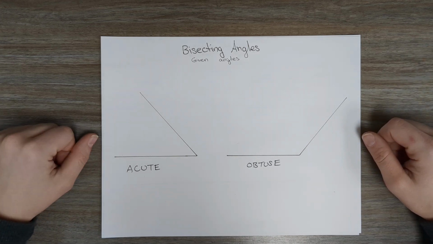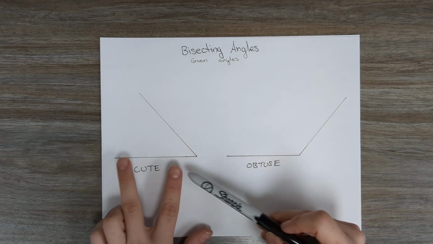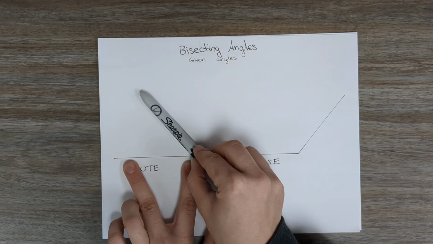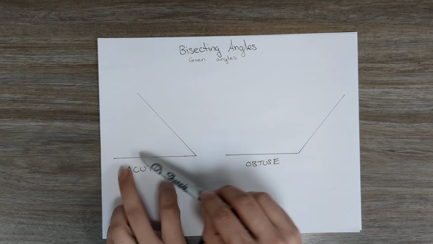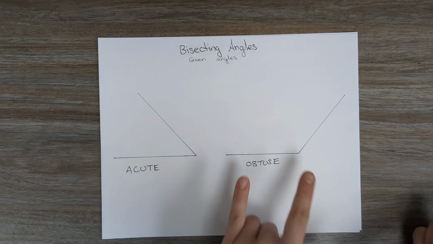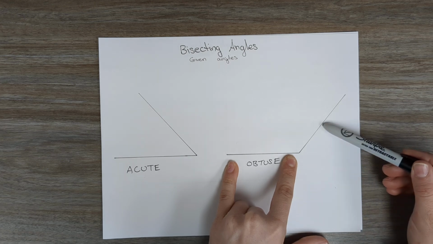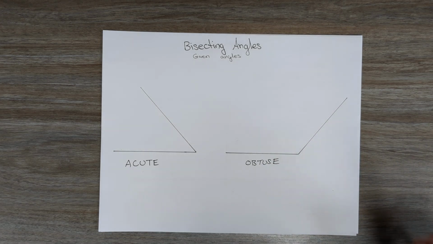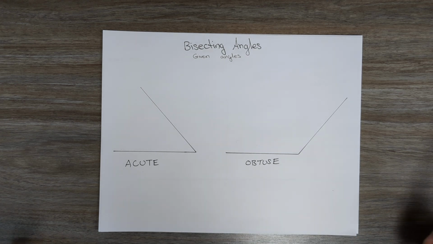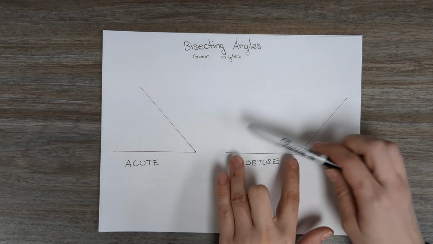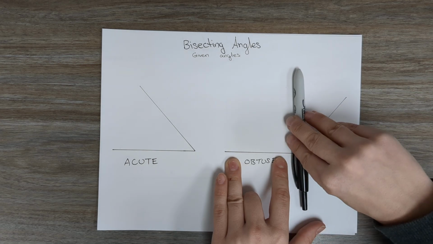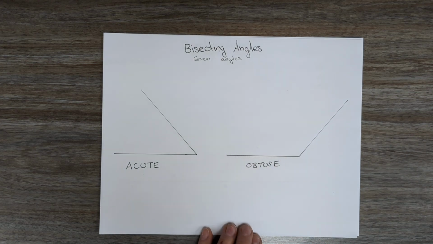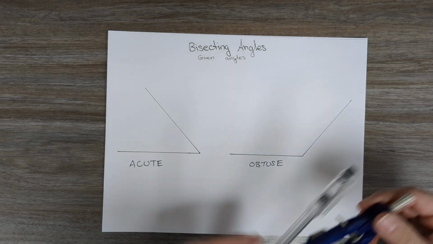One is acute, and an acute angle would be less than 90. So if this is 0, 90 would be around here, and the second arm of my angle is going to be closer to my baseline. An obtuse angle is an angle that would be greater than 90. Especially for the next portion of this video, understanding that if an angle is greater than 90 degrees, I'm going to need it to go from 90 farther away from my baseline.